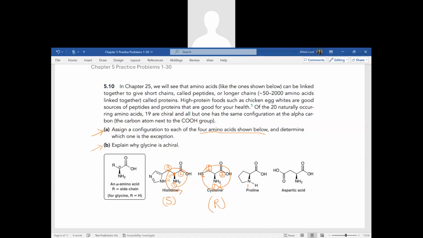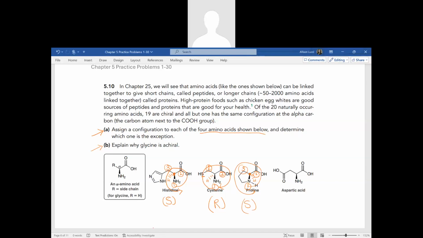Now we have proline, so we'll follow the same trend. So this is our highest priority group here with the nitrogen. Oh, we forgot to mention, we know we have our fourth group here with cysteine, as we have our hydrogen here on the dash. Our second priority will be over here, and then going from this central carbon, our third would be here. So 1, 2, 3, we have S-proline, and then we have our aspartic acid here. So, so far we have 2 S's.